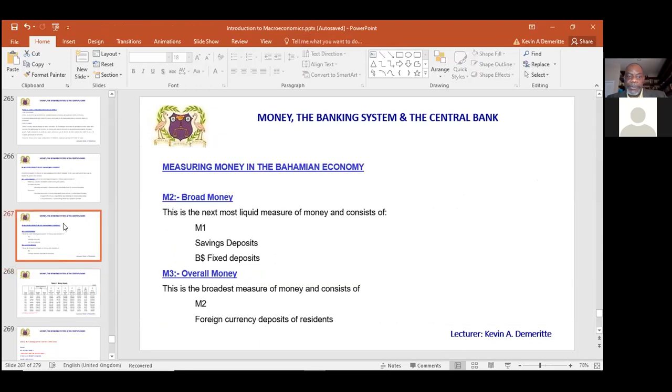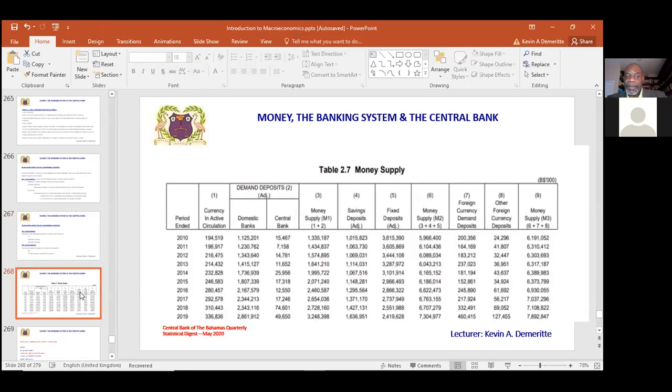So where are we? M2 broad money of 7.3 billion. Then you add the foreign currency deposits of residents, which is another 127 million, that's plus 460, that's like 600 million. You add them all together and you end up with a total money supply, or M3, of 7.8, call it 7.9 billion. And that's the money supply, total money supply in the Bahamas. About, call it 8 billion.